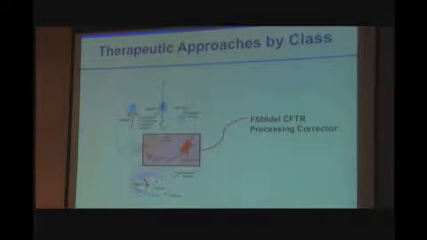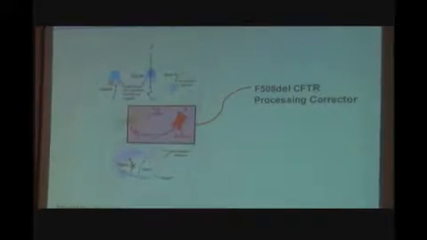I'm going to spend the rest of my time talking about approaches for the most common CFTR mutation and return to the F508 deletion mutation and look at correctors that try to improve the folding of CFTR. And this includes the agent VX-809.